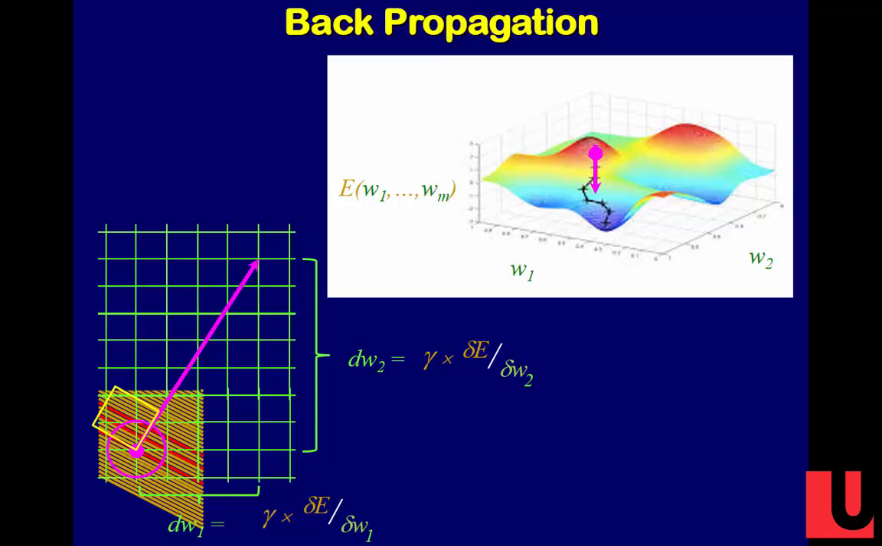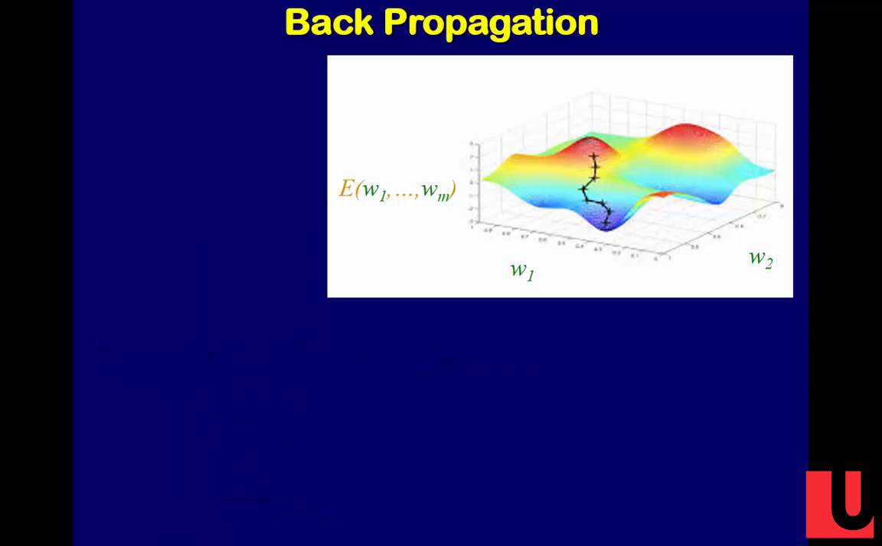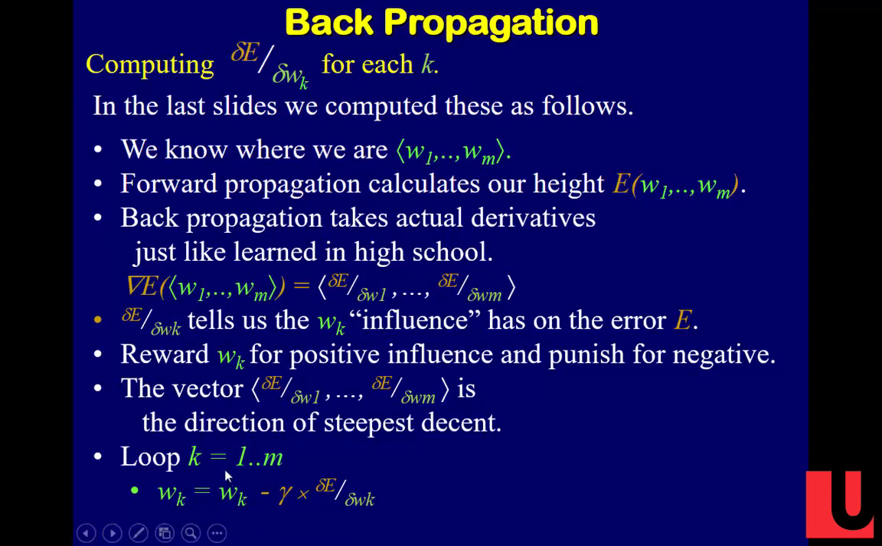Now, why are we subtracting here? It's because here we were adding on the weight because we wanted to know positive influence here gives me positive influence here. Here we're subtracting the weight because this is steepest ascent and we want steepest descent.